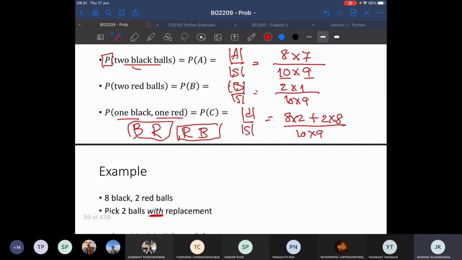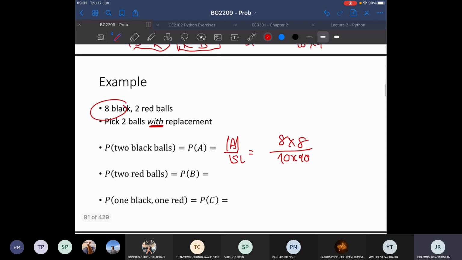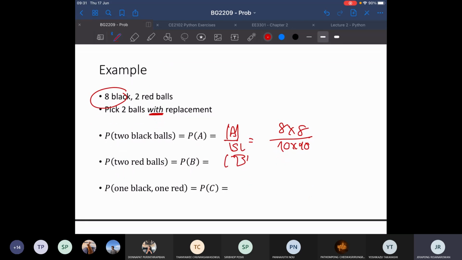On the other hand, if you pick with replacement, the answer is going to be easier, I think. So number of ways you can pick, since you put it back, is going to be 10 into 10. 2 black balls is going to be 8 and 8 because you put the first one back in. B, S. So this one is going to be 2 into 2, 10 into 10. And 1 black, 1 red. So it's going to be 1 black, 1 red, red and black, 10 into 10. Right, really similar except that you put it back.